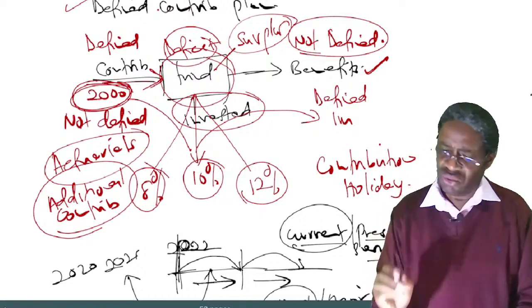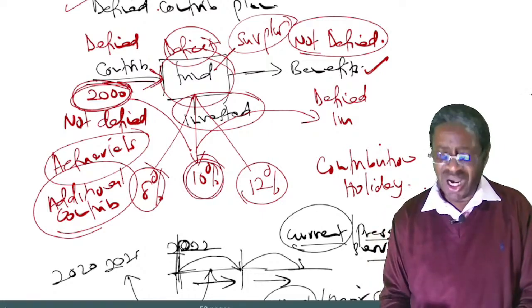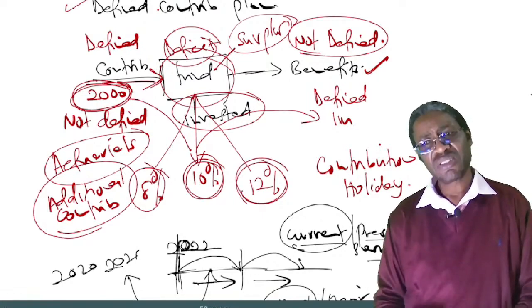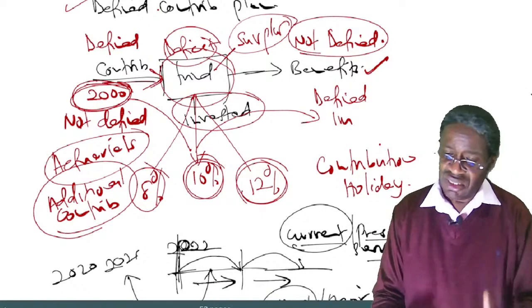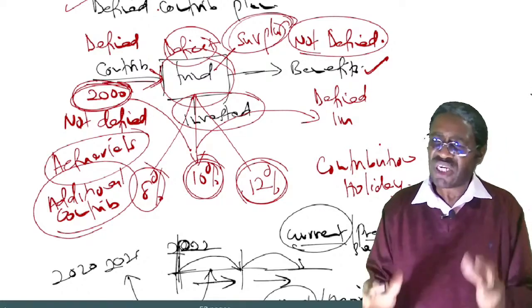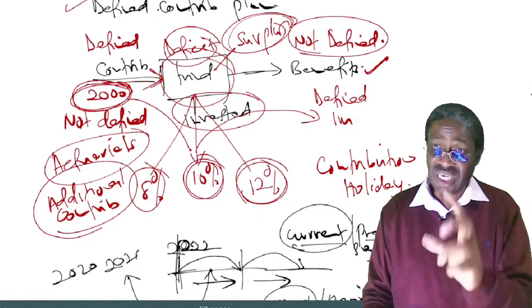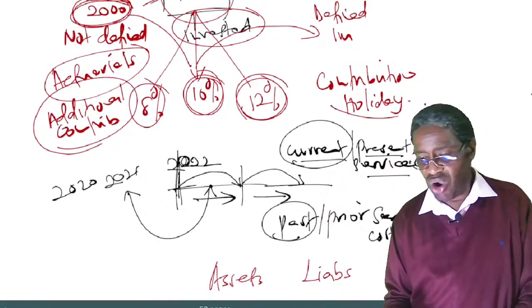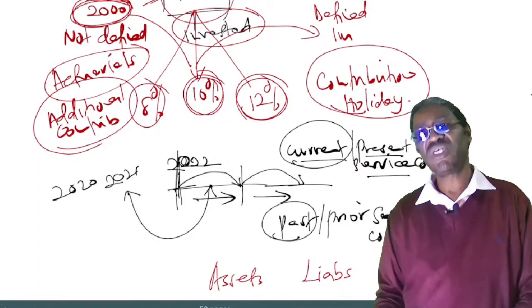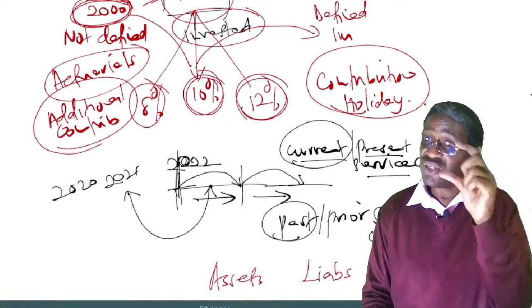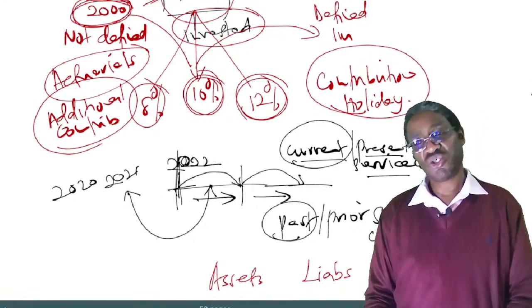Then I told you, what if you projected to earn 10%, but now you are earning 12%, meaning your fund has a surplus? What shall we do to correct for that scenario? We said the employer will be required to take a contribution holiday. They need to stop contributing for a short while.